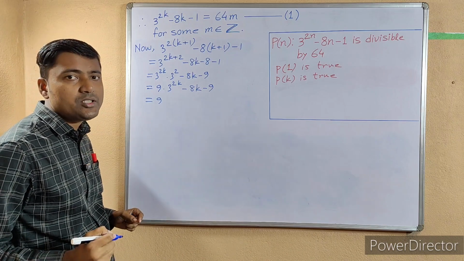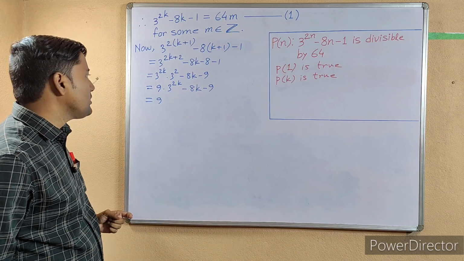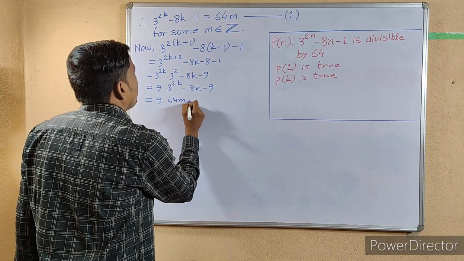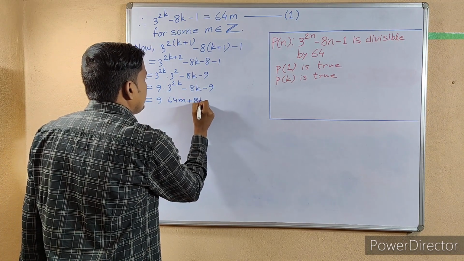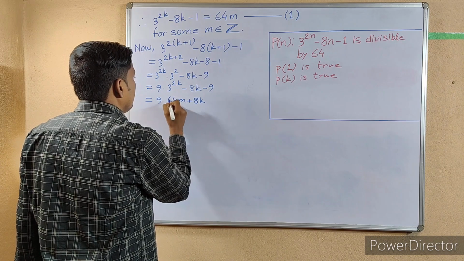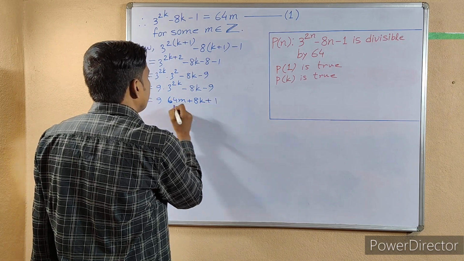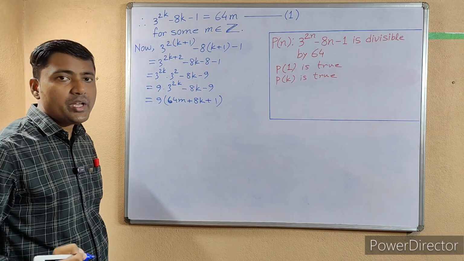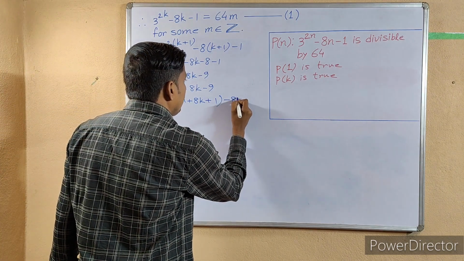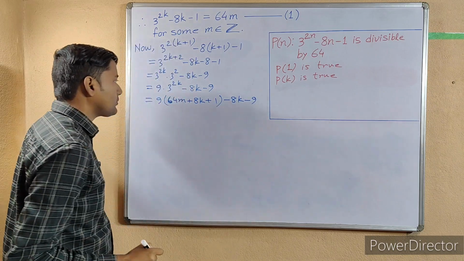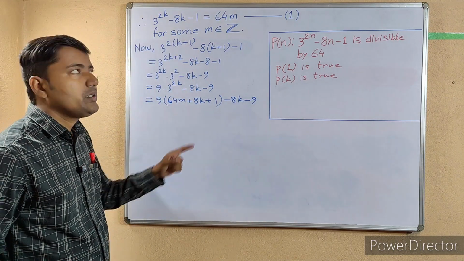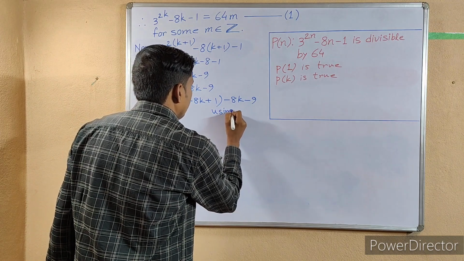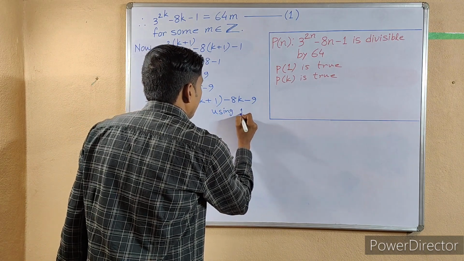So here in the place of 3 to the power 2k we can write 64m plus 8k plus 1, minus 8k minus 9, and this is obtained using 1.